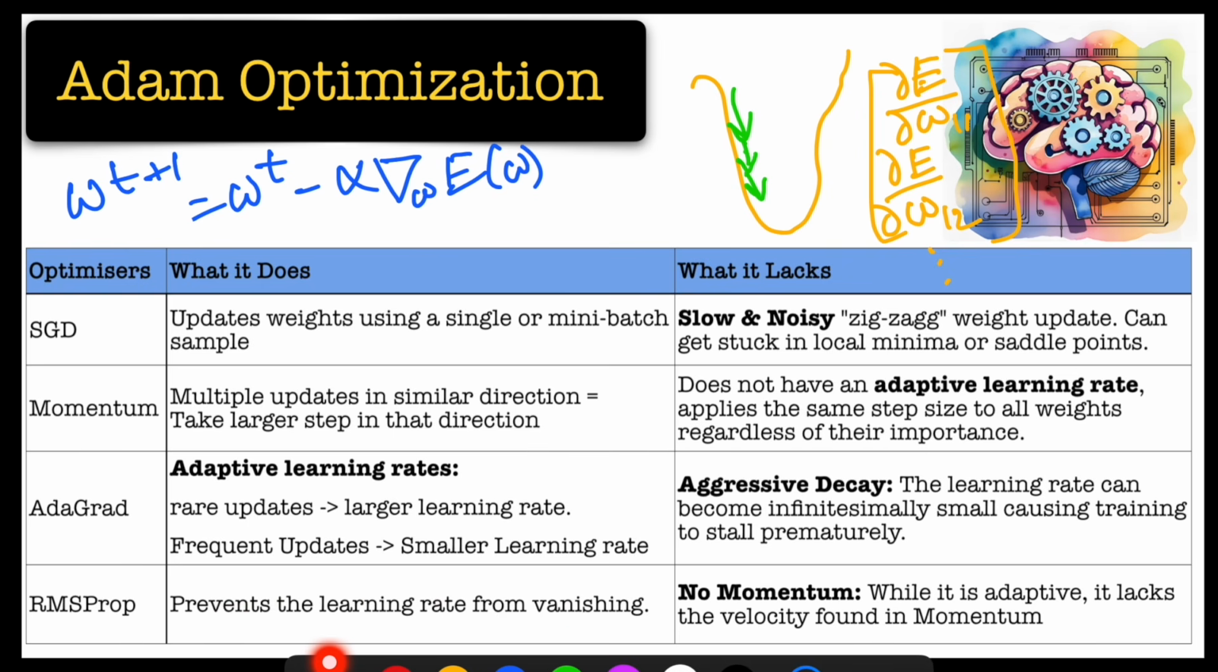But RMSProp doesn't have this momentum approach, so it is not considering the direction of the change. While it is adaptive, it lacks the velocity found in momentum.